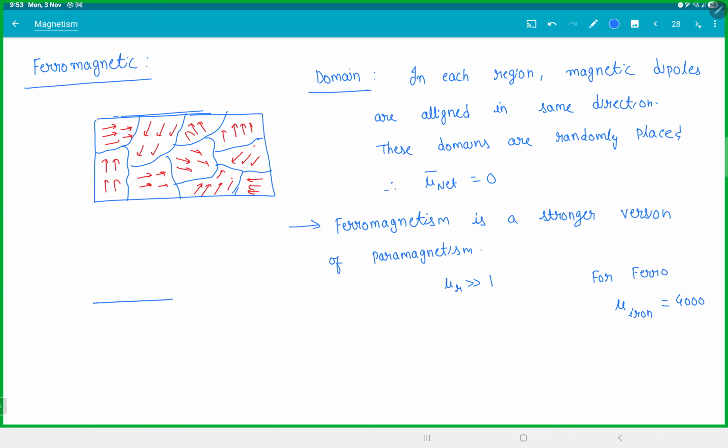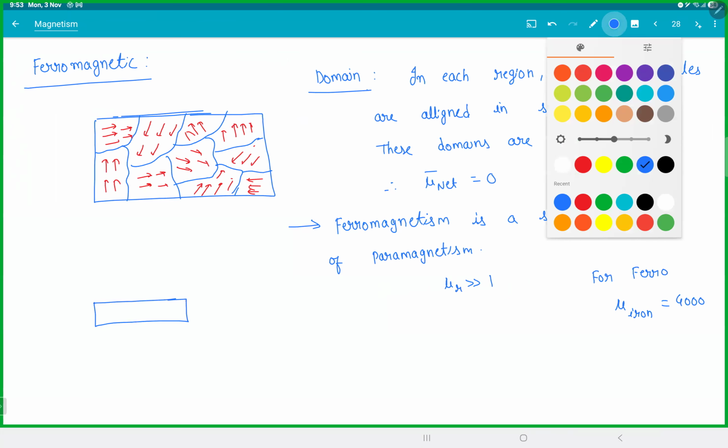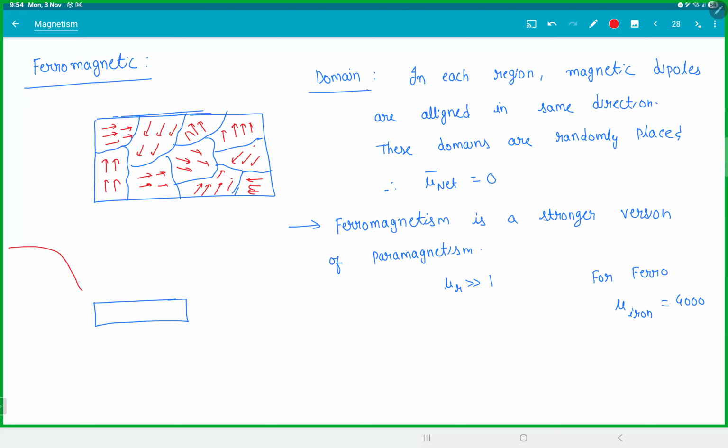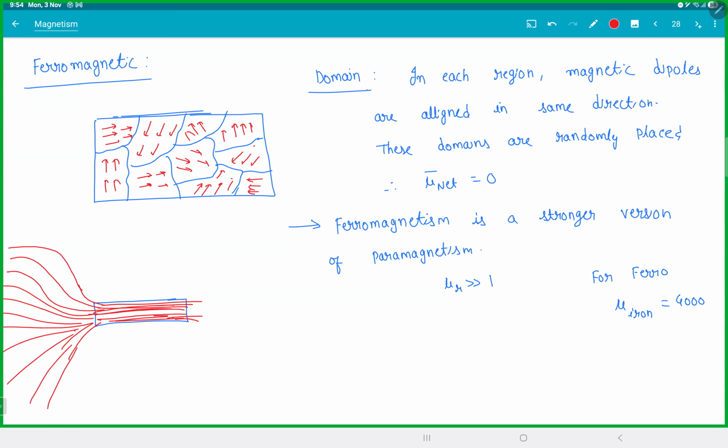So if you look at the magnet, this material is so strong, it will literally pull every field line that is there in the region through itself. The field will be pretty concentrated. The field lines will try to get completely absorbed by this thing.